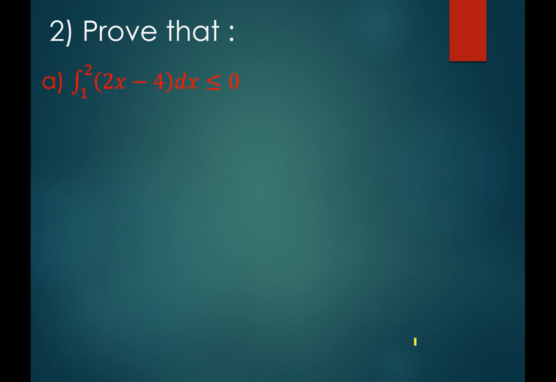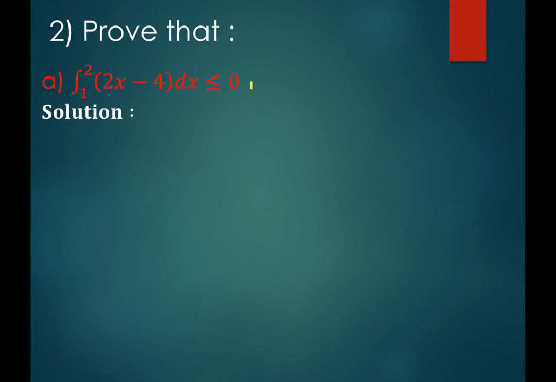Now we can have more. Let's have that example, which is in a different way. It proves that the integration from 1 to 2 of 2x minus 4 dx is smaller than or equal to 0. Actually, you can prove it in different ways. You can sketch it. You can have a number, replace it instead of an x to be sure it is less than 0, that means negative.